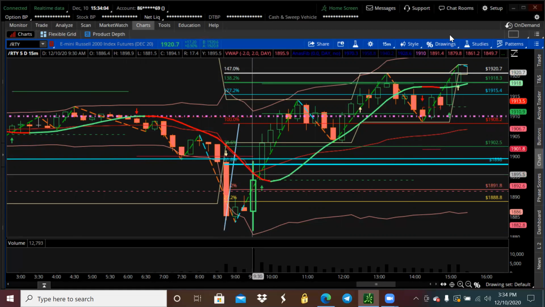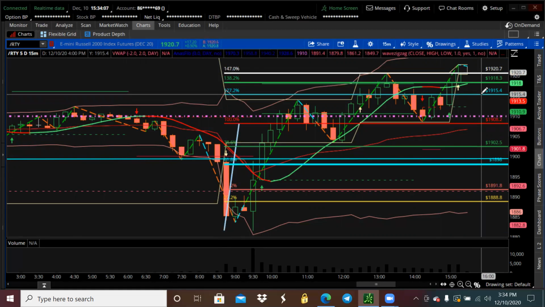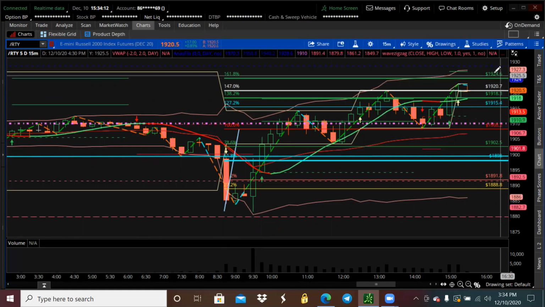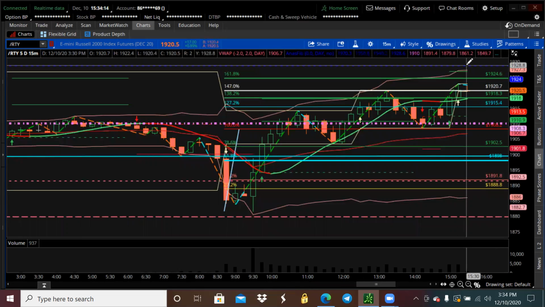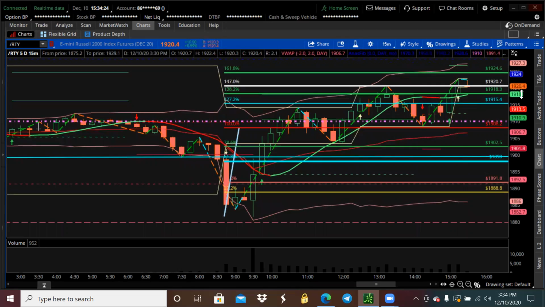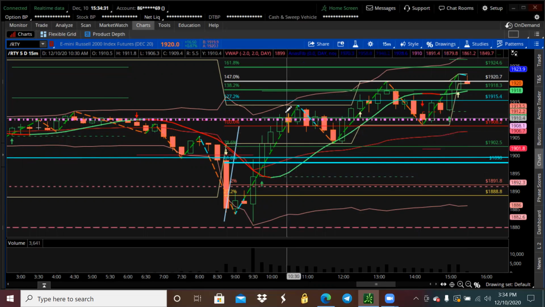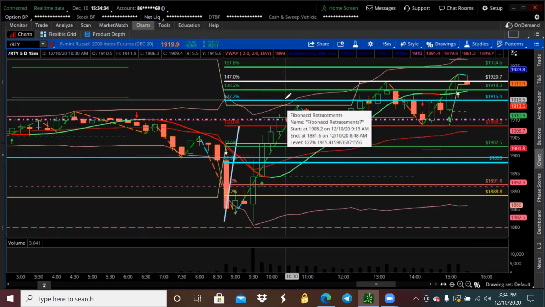Okay, so I have a target of 1915 all the way up to 1924, but it could possibly go to 28 on R1. So it's not impossible that it would go there because this is still part of Fibonacci retracement on a previous close. So normally, if I'm long, I'm only aiming up to here, up to 1915. That would be my target earlier.